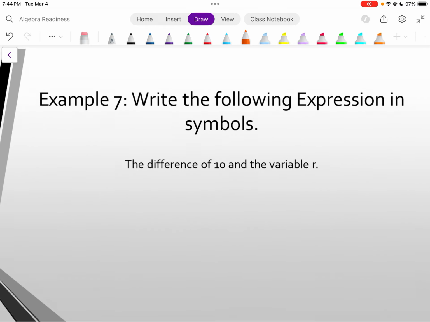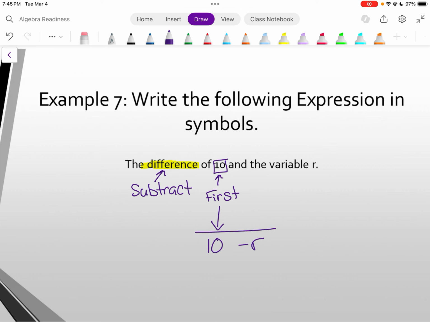Okay. Then next, we have another writing an expression in symbols, the difference of 10 and the variable r. When we talk about difference, that means we are subtracting. And when we subtract, order matters. So when we subtract, whichever one shows up first is also going to show up first in our subtraction sentence. So we would have to write 10 minus r.